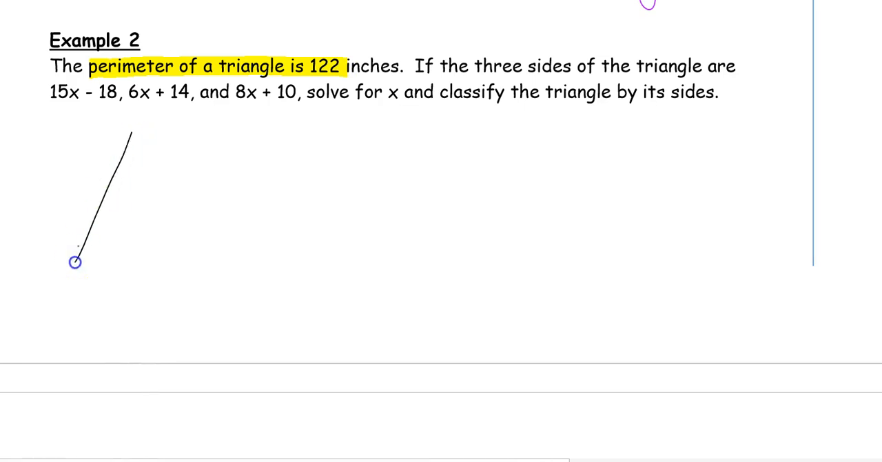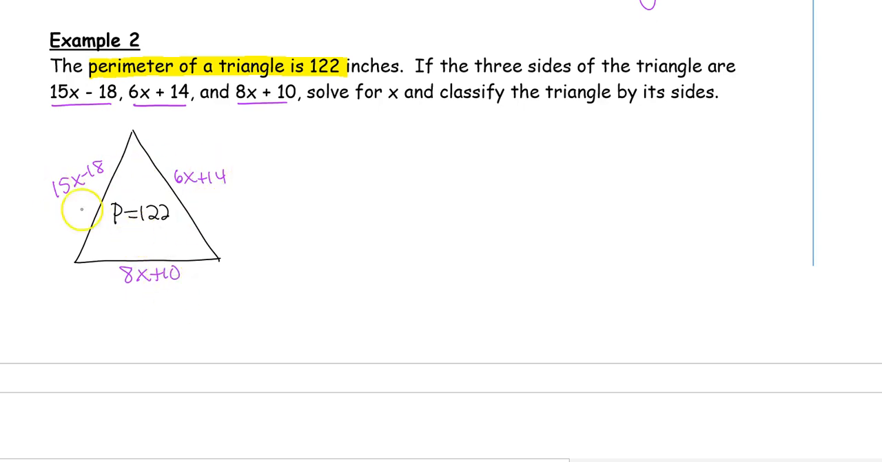A triangle, we don't know what kind of triangle it is, so we just draw a generic triangle. Perimeter, we find the perimeter by adding up all the sides. So we've got one side, two sides, three sides. To find that perimeter, I have to add up all of the sides around it. Well, we are then told that the three sides of the triangle are 15x minus 18, 6x plus 14, and 8x plus 10. So we're going to label those given sides. 15x minus 18, it doesn't matter which one you put where, 6x plus 14, and 8x plus 10.